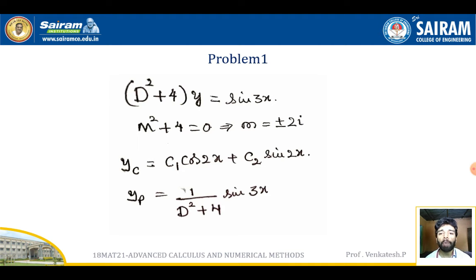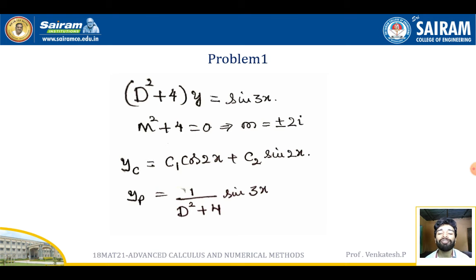First make the complementary function by making the auxiliary equation. We know that the auxiliary equation is given by replacing D terms by m. So I got the equation m square plus 4 is equal to 0. It implies m is equal to plus or minus 2i. This is clearly a complex root with the real part equal to 0. And we know that when a complex root is there, the complementary function will be yc is equal to c1 cos 2x plus c2 sin 2x.